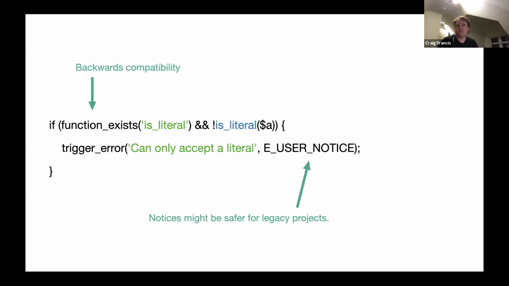Obviously, adding exceptions onto an existing project might be a bit difficult, so we might look at a different approach, simply checking: is the is_literal function available? Whichever version of PHP this will hopefully come into, older versions will need to be supported. You might instead choose to raise notices at first, just to start getting people aware of the problems, and then you can ramp it up and go to higher levels.